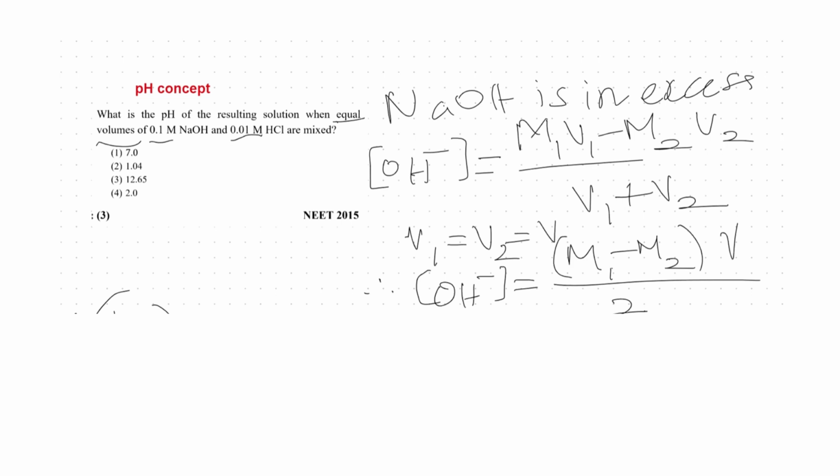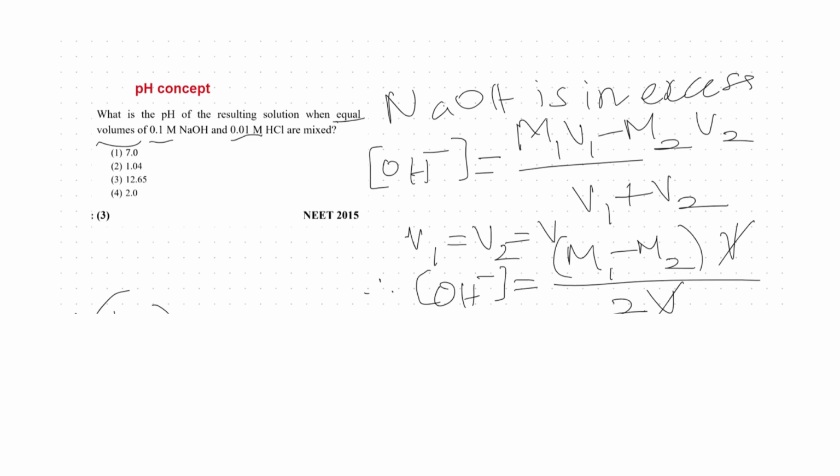Very simple. So, 0.1 minus 0.01 divided by 2. If you do that, what you will get? You will get the OH minus ion concentration. What is asked here is the pH.